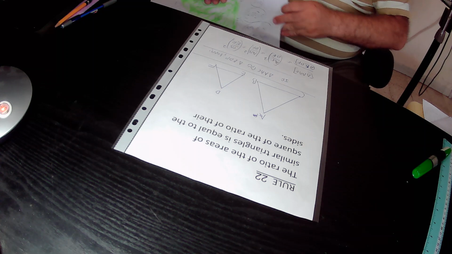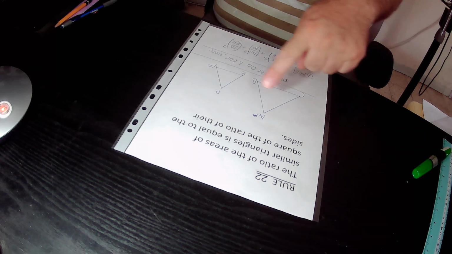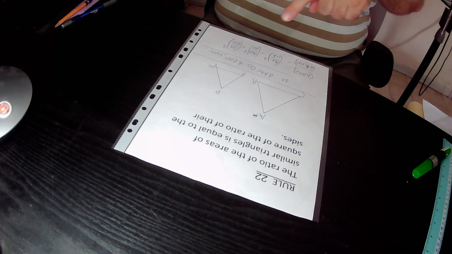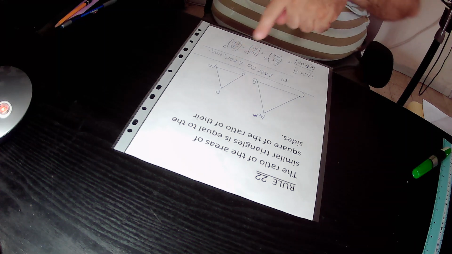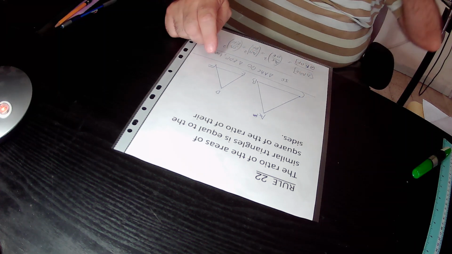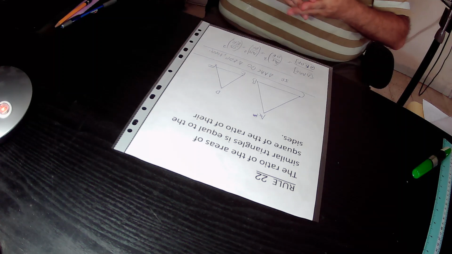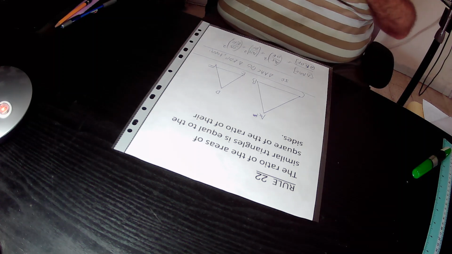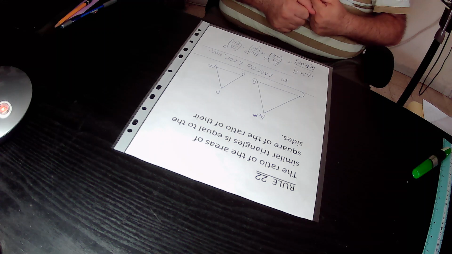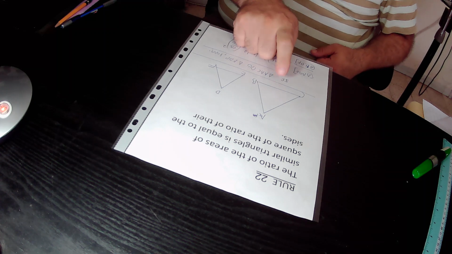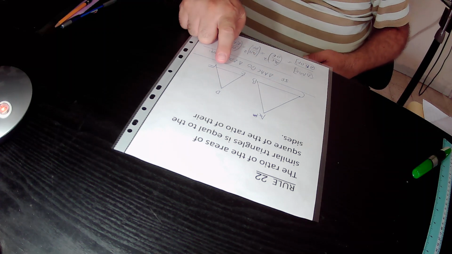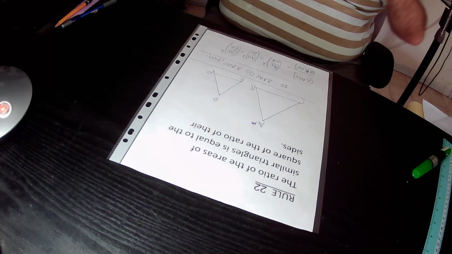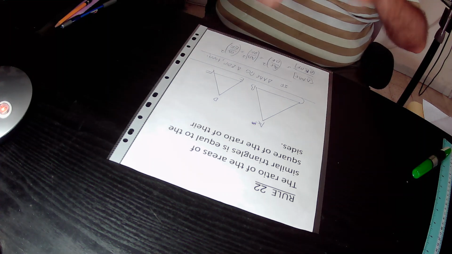So in the drawing, we have triangle ABC that is similar to the small triangle DEF. So those two triangles are similar to each other. And according to this Rule 22, the ratio between the areas of those two triangles, that is to say the area of triangle ABC over the area of triangle DEF, is equal to the square of the ratio between their corresponding sides.